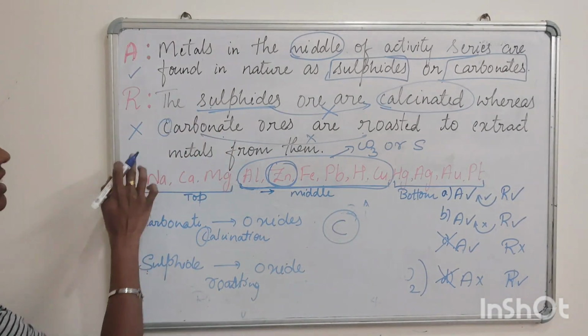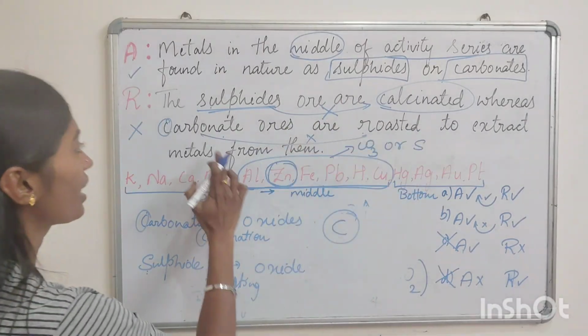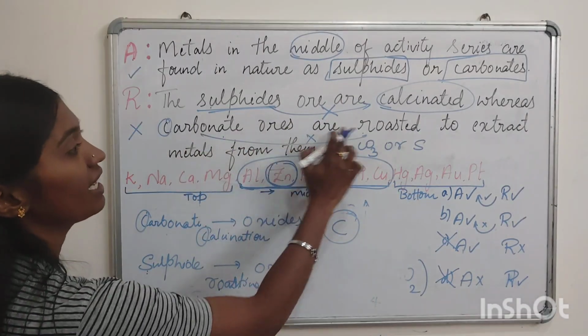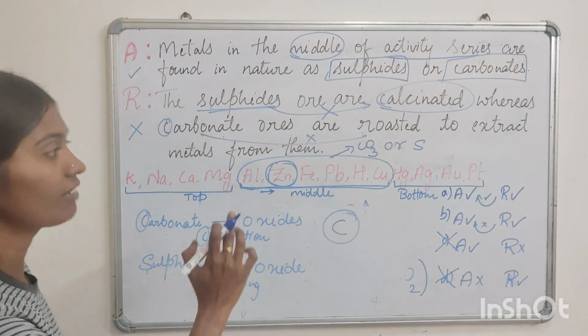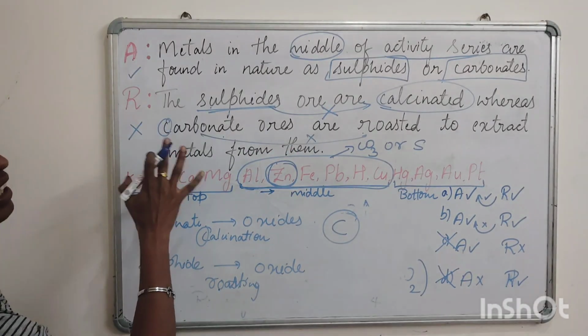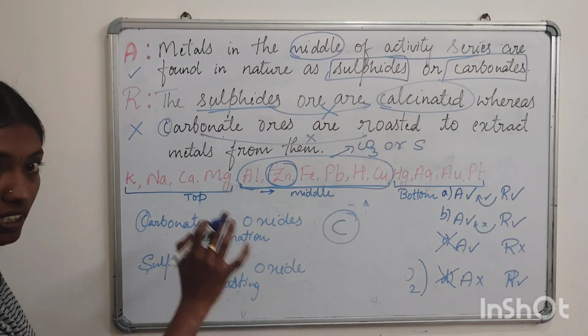Then what is the correct reason? The sulfide ores are roasted, whereas carbonate ores are calcinated to extract the metals from them. If this is given, then assertion will be true, reason will be true. So what is the answer for this?